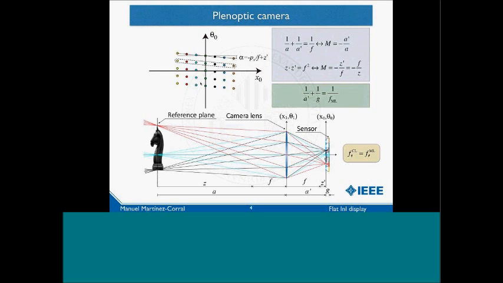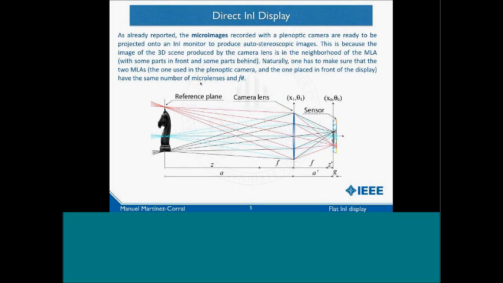The main advantage of the plenoptic camera over the original Lippmann design is that with a plenoptic camera we are recording a collection of microimages which are ready to be directly projected into an integral imaging monitor to produce auto-stereoscopic images. This is because the image of the 3D scene produced by the camera lens is in the neighborhood of the microlens array, with some parts in front and some parts behind. So I'm going to show you how to use the information obtained with a plenoptic camera.